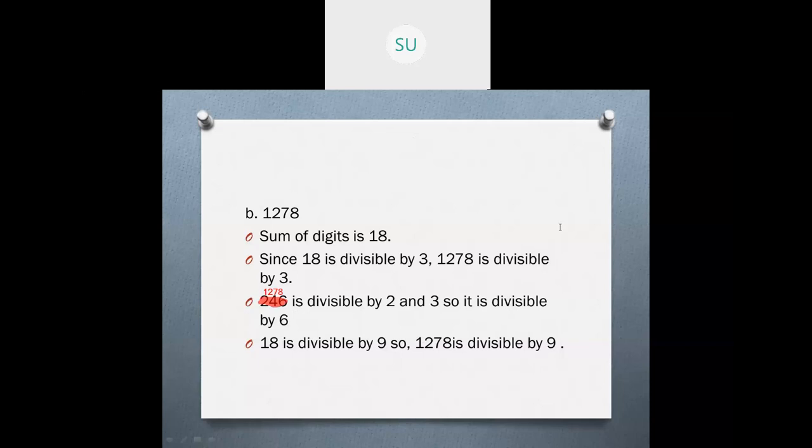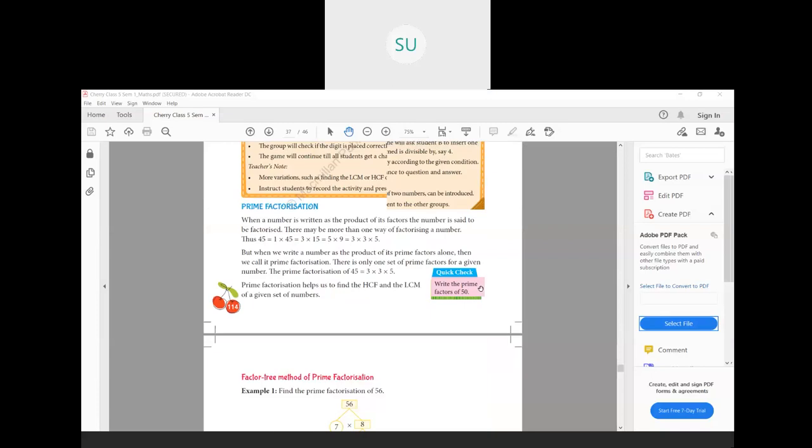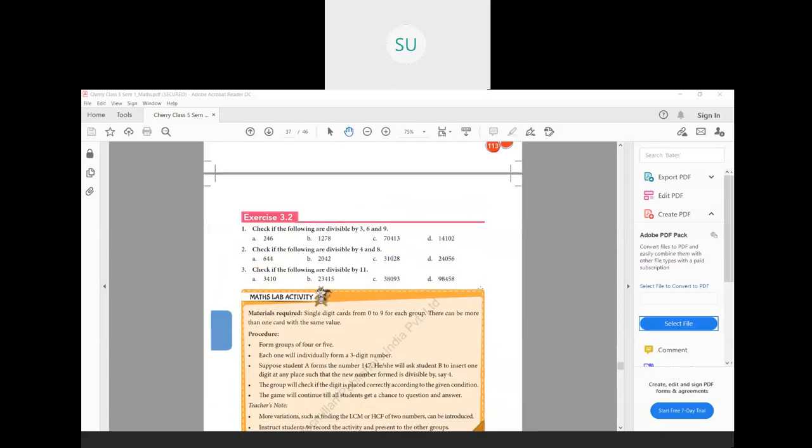Alright, so this is question number 1, A and B. We'll continue question number 2 and 3 in the next class. For your homework, do only C and D of question 1. If you want, you can even try question number 2 and 3 for your homework, but we'll be doing it in the next class either way. In the next class, we'll also do prime factorization.